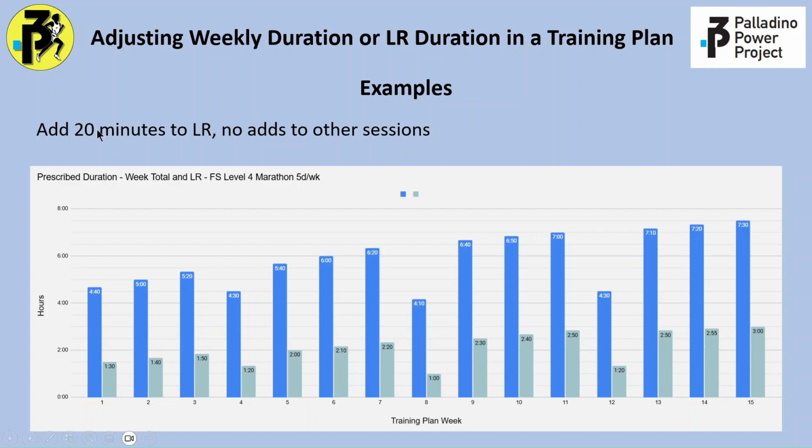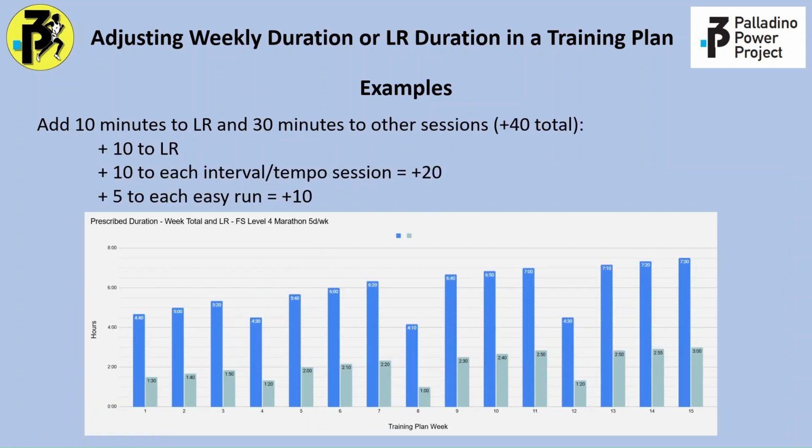If you're adding 20 minutes to a long run, so we're just down here. That's going to be 150 at the start, 3 hours and 20 minutes at the end for the long run. But it also is adding total week duration, so this becomes 7 hours and 50 minutes, and this becomes 5 hours at the beginning, and so on. So you've added 20 minutes to this one session. That's 20 minutes that's going to be added automatically to your weekly total to keep the progressions.